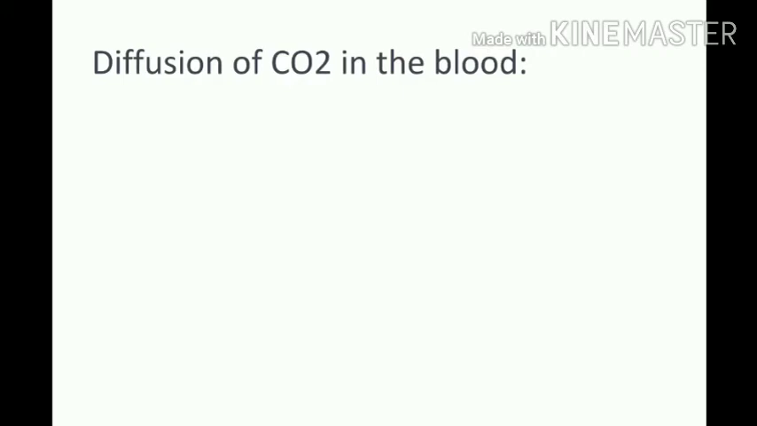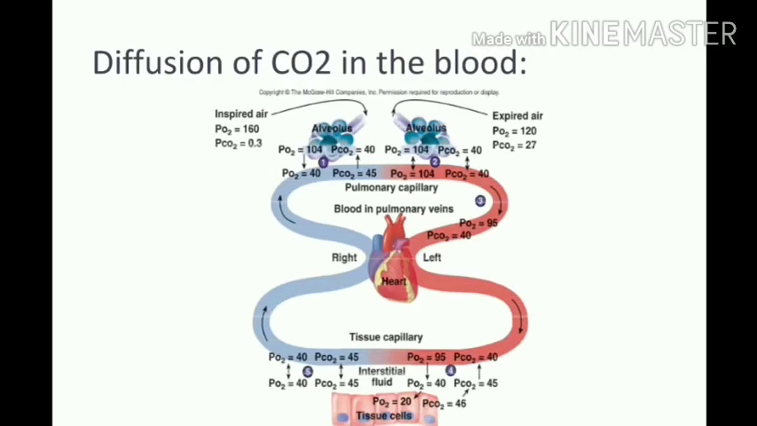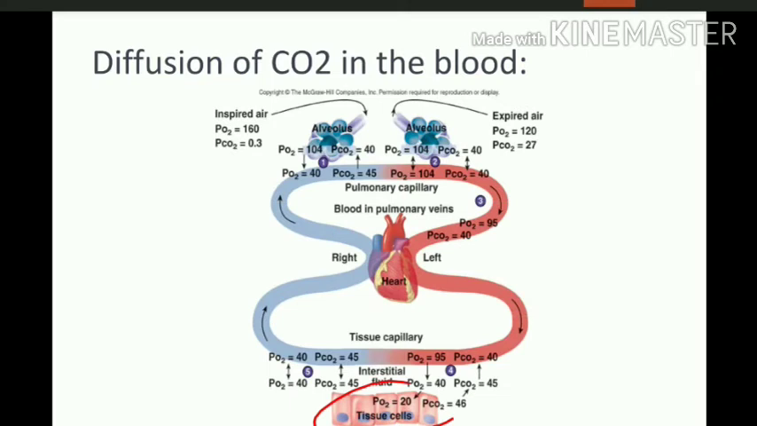Diffusion of carbon dioxide in the blood. As we all know, cell metabolism produces carbon dioxide. You can see here in the tissue cell, because of metabolism, carbon dioxide is produced. And therefore, partial pressure of carbon dioxide is about 46 mm of mercury in the tissue cell. Now, in the interstitial fluid, partial pressure of carbon dioxide is 45 mm of mercury. So now along this pressure gradient, carbon dioxide enters into the interstitial fluid, and from interstitial fluid it enters into the blood, as we have already discussed.